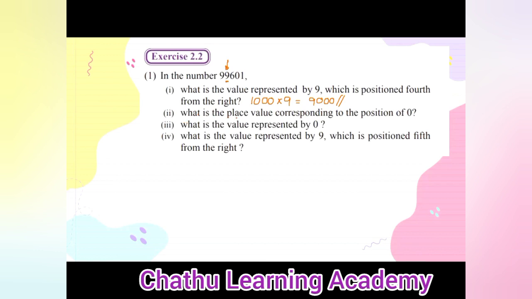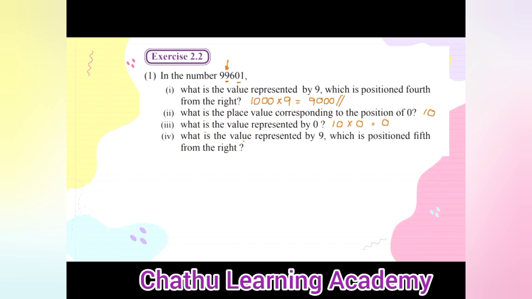Second one, what is the place value corresponding to the position of 0? Here, this is the given digit. Then 0 is in tens place. Then what is the corresponding place value? For the tens place, it's equal 10. Then what is the value represented by 0? Here place value is 10, but the given digit is 0. Then 10 into 0, it represents 0 value.